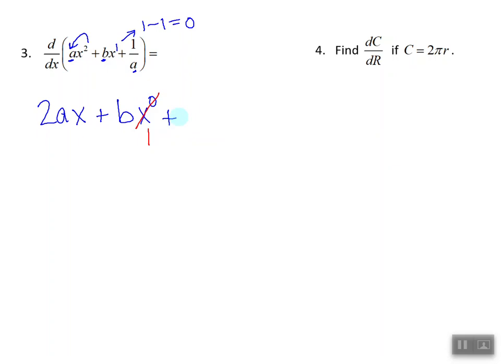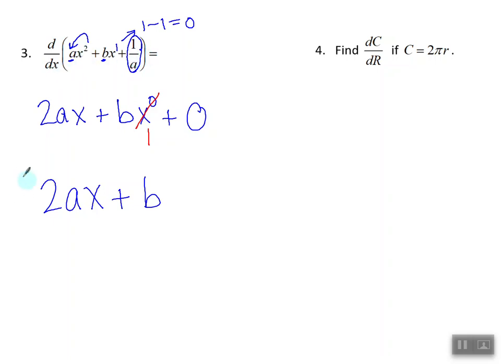Plus the last term, this has no x's in it whatsoever. That is a constant, and the derivative of a constant is 0. And then we'll simplify 2ax plus b, which is our derivative with respect to x of this expression.